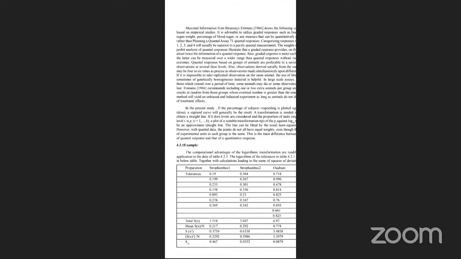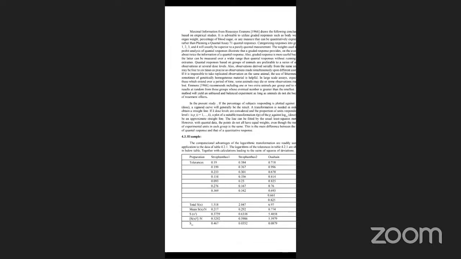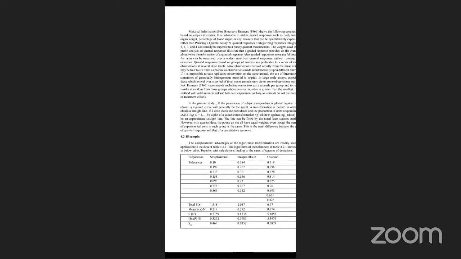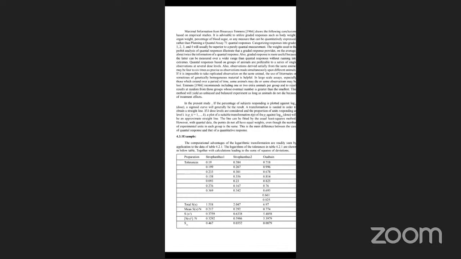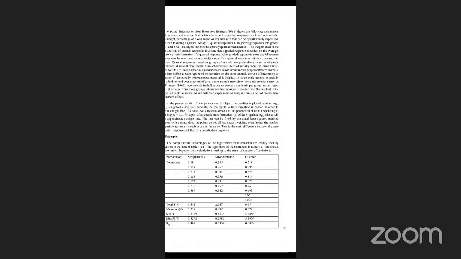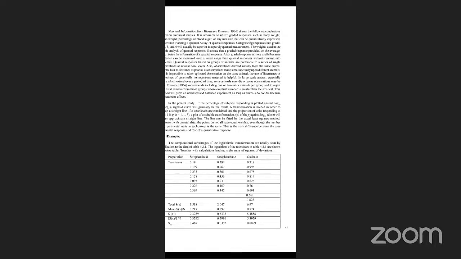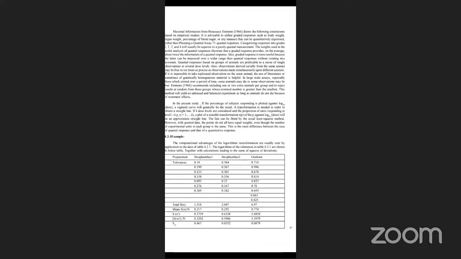Maximal information for bioassay enters in the following conclusions based on empirical studies. It is advisable to utilize global responses such as body weight, organ weight, percentage of blood sugar, or any measure that can be quantitatively expressed rather than planning a quantal assay. Categorizing response into grades like 1, 2, 3, 4 will usually be superior to a purely quantal measurement.